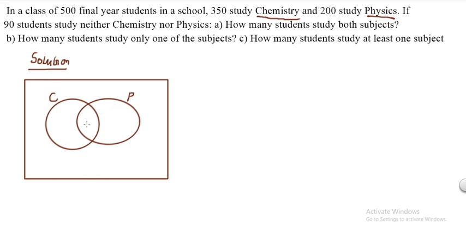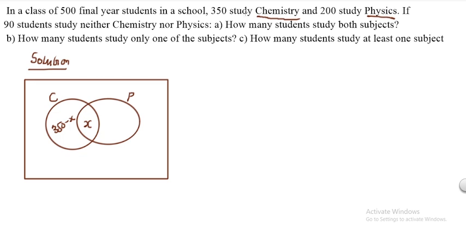We need to know the number of people that study both subjects. Now, from the question, we were not told the number of people that study both subjects. So we simply call that number x. But we're told the number of people that studied chemistry. So the number of people that study chemistry is 350. Now, if the number of people that study chemistry is 350, that means the number of people that study chemistry only. Remember, this portion of the circle is for chemistry only. To write the number of people that study chemistry only, write 350 minus x.